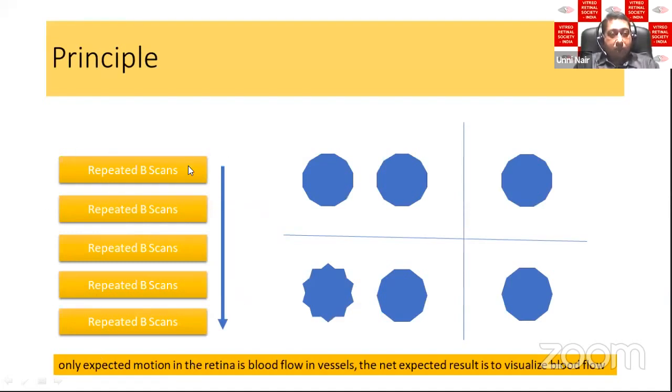That is, repeated B scans are done on a single point. If there is no change between the 2 points, the output result is exactly the same. But if there is a change between the 2 points, this is what happens. You get a difference in the wavefronts. And in the eye, the only basic moving object is the red blood cells. Therefore, the vessels, that is the blood vessels, are visualized.